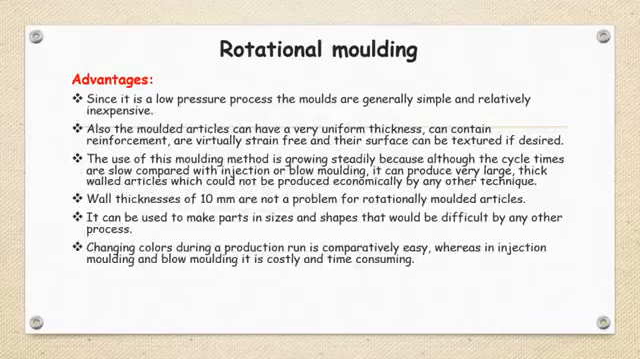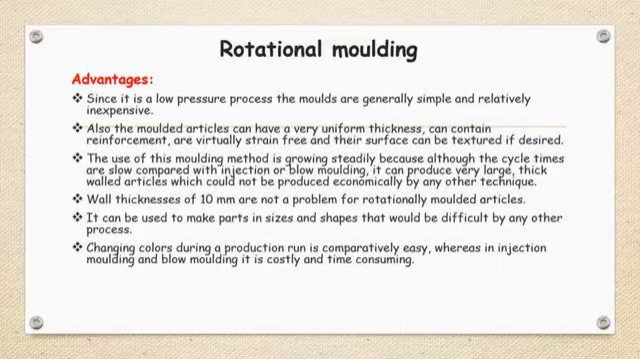Then what are the advantages of rotational molding? Since it is a low pressure process, molds are generally simple and relatively inexpensive. Also, the molded articles can have a very uniform thickness and can contain reinforcement as well. You can add some reinforcing materials in between to get higher strength. These articles are virtually strain free, and their surface can be textured if required. This is also a good advantage.